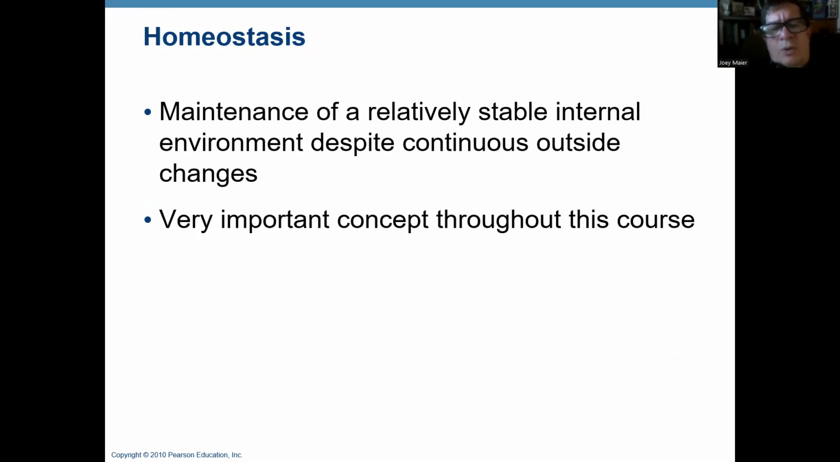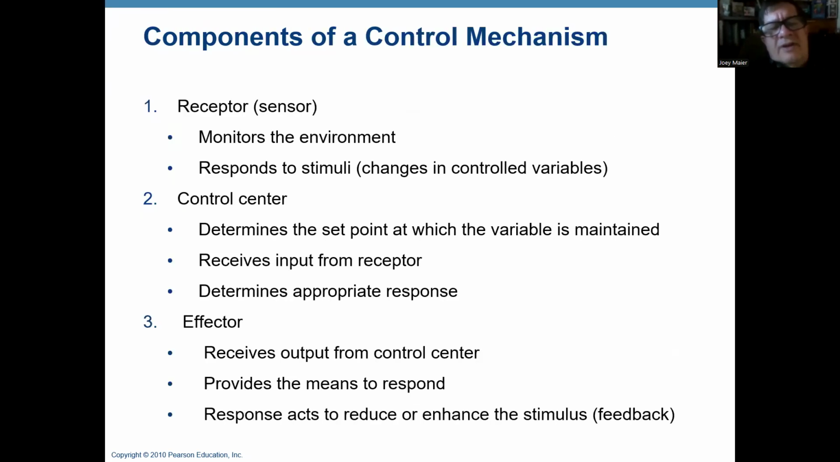But here's the thing: what we're about to talk about is what we need to maintain homeostasis. We have to have receptors, so thermosensors would be the parts of the nervous system that sense temperature in that case. They monitor the environment and respond to stimuli, when the temperature drops or goes up too much. You have to have a control center, and that's probably going to be the central nervous system in that case. It'll determine the point at which the variable is maintained. If we're talking about temperature, we're talking about 37 degrees, and we want to stay there. That's the variable, the temperature, and we want to maintain it at 37.